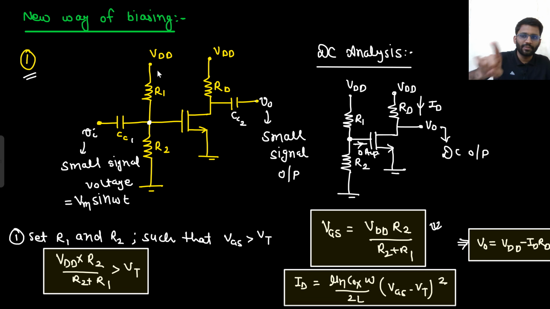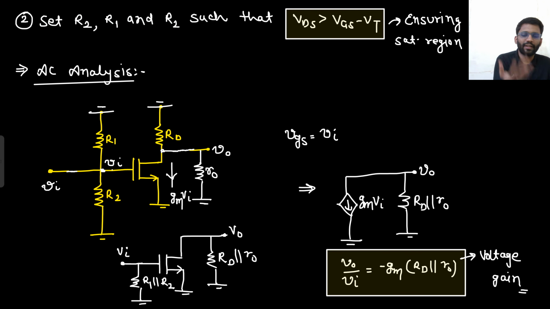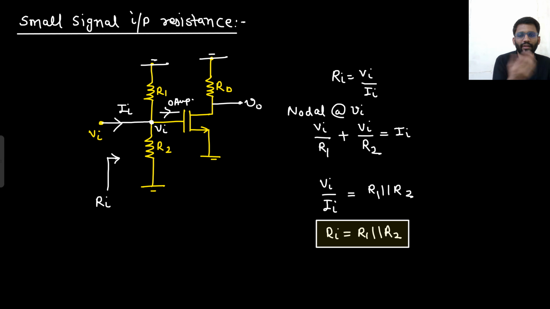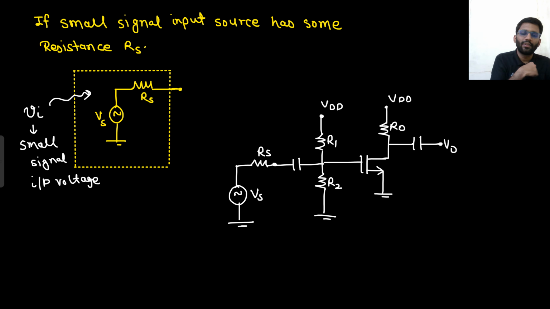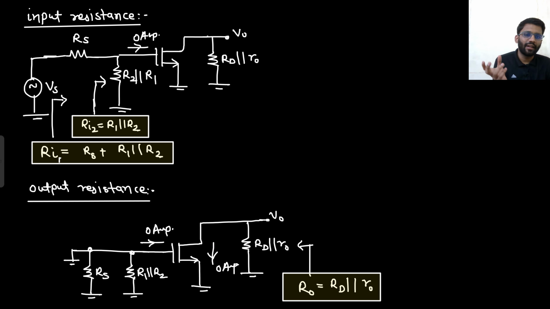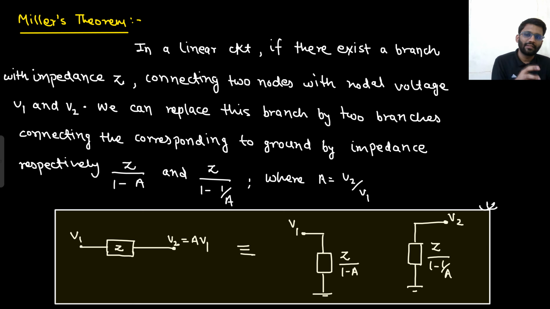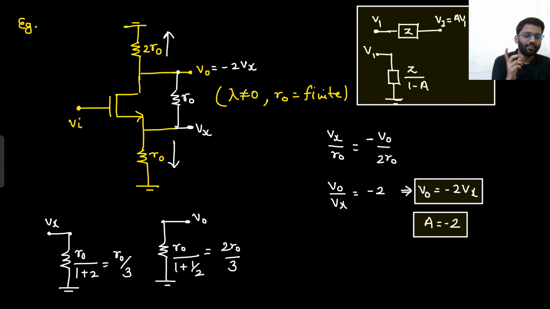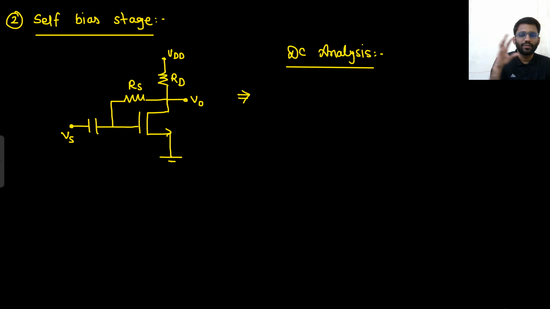So first we studied about this biasing. This was the first way. I hope you have understood it. You could write down the VGS value. You could write down the V naught value. Then you could do the small signal analysis. When you did the small signal analysis, you could find out the gain. Then you could find out the input resistance. Then you took the condition that your input is having the RS resistance. Then you found out the gain again, and you found out the input resistance and output resistance, right? Then suddenly I taught you Miller's theorem. Why so? Because now I am going to teach you another way of biasing, that is self-bias.